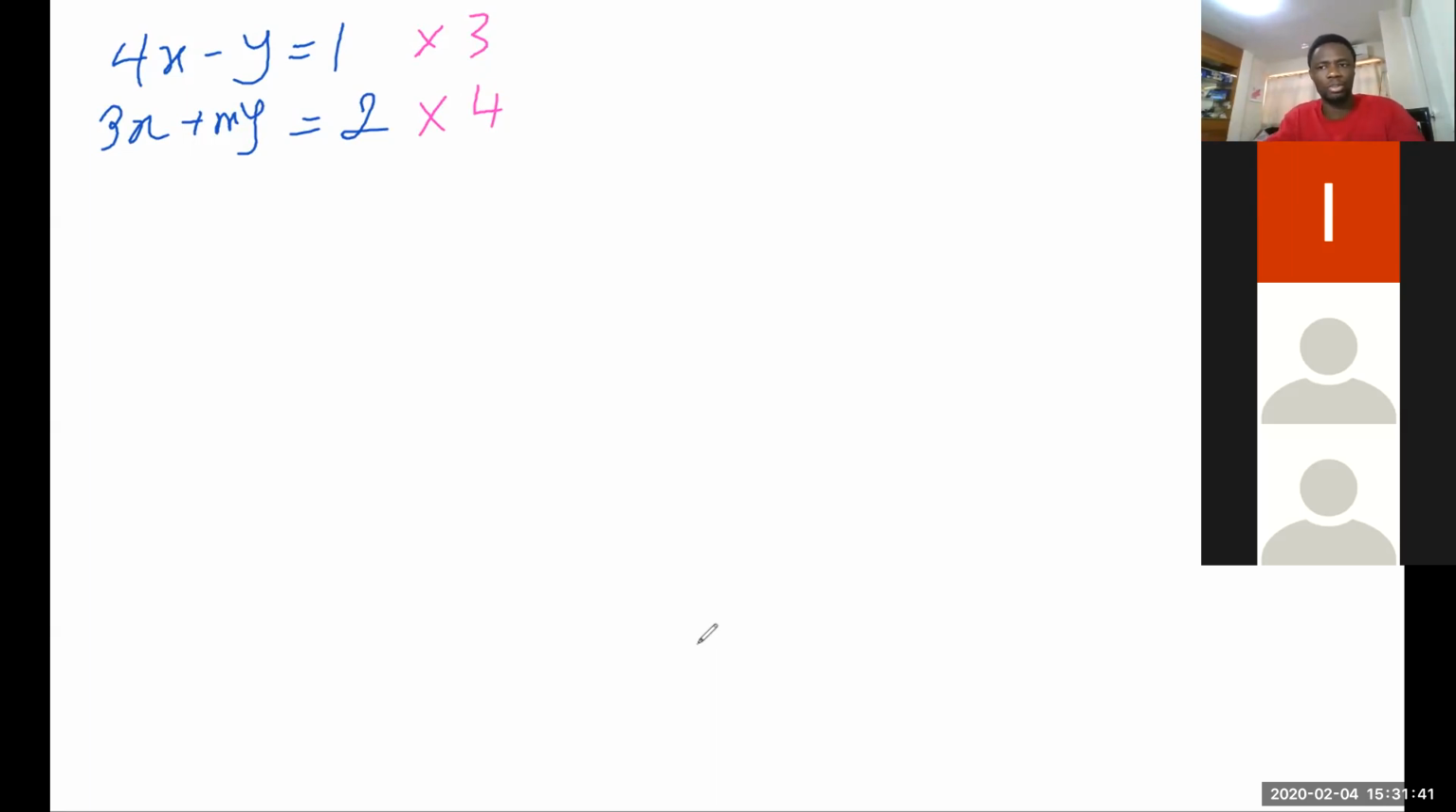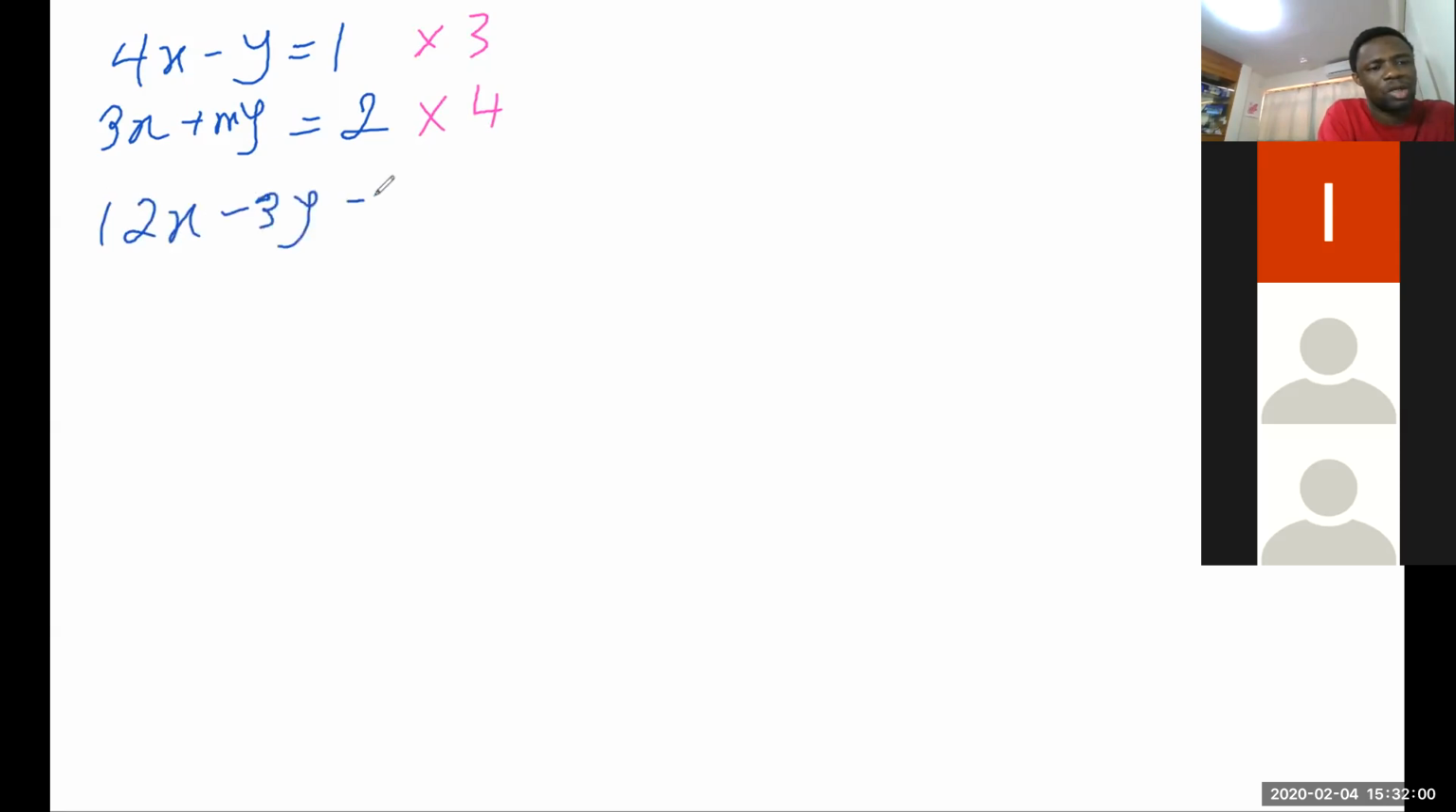Because that's a good approach. The only thing is it was focusing on the wrong variable, okay? So here also, I could make the same mistake by focusing on the wrong variable. Do you understand? So if I eliminate this, I'm going to be getting times 3 times 4. This would be 12, right? Yes. 12x minus 3y is equal to 3. Then 12x plus 4my is equal to 8.